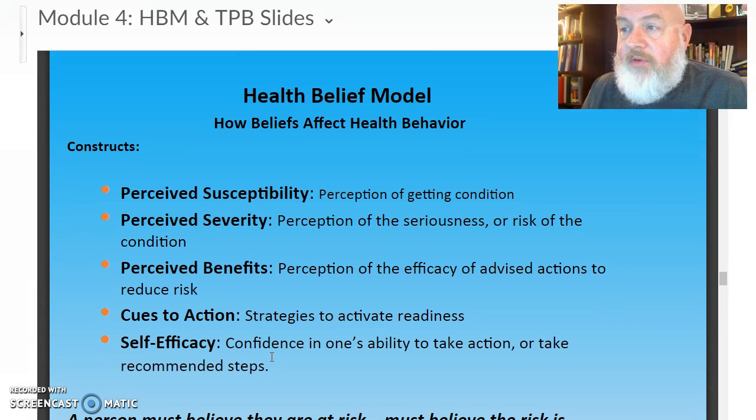So what you have are your constructs here, and these are simple, pretty straightforward. What is a person's perceived susceptibility? Do they have the perception of getting this, do they feel susceptible? If they don't, then they're not going to think anything about it. So maybe a way to look at this is, how do we help people in that susceptibility area? Or if they come down with a particular health condition, what's the perception of the seriousness or the risk of the condition? If they don't see it as a risk, if they don't see it as being severe, then there may be an issue there.